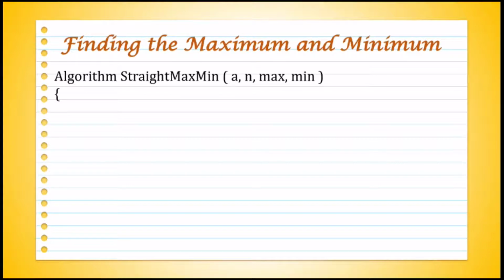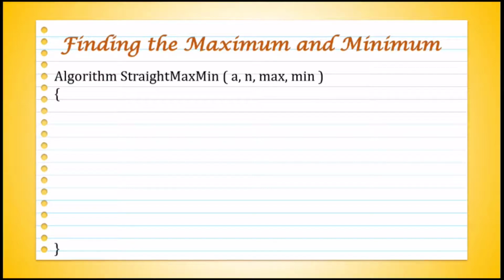So this is the name of the algorithm, that is StraightMaxMin, and in brackets there are 4 parameters. A is the list of elements, that is the array. N is the number of elements. Then max and min are used to store the value of maximum and minimum.